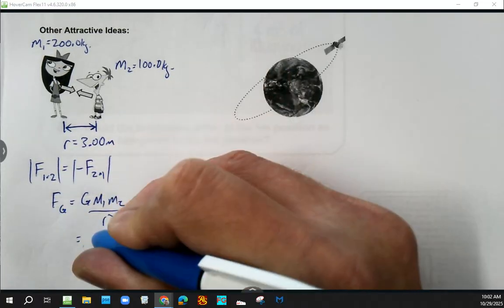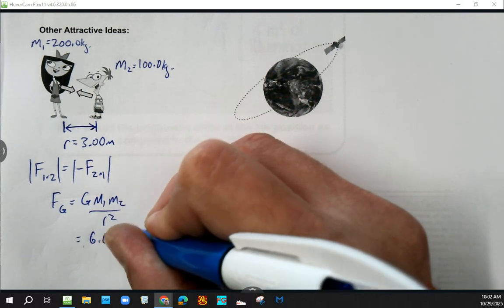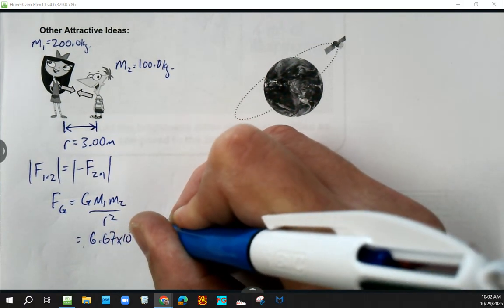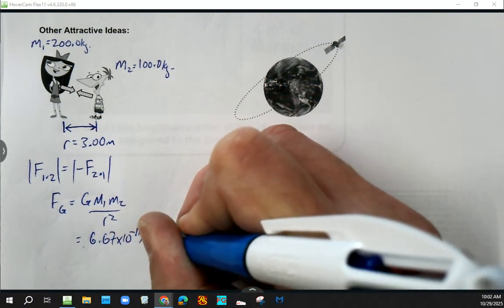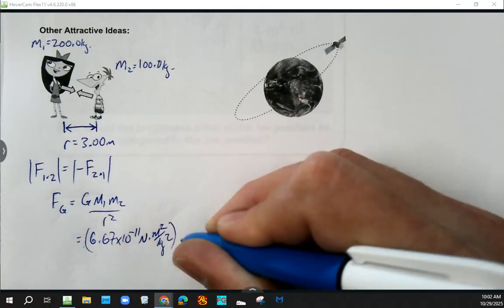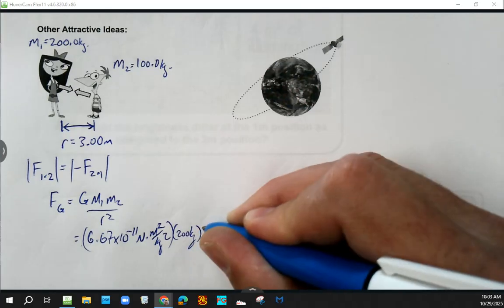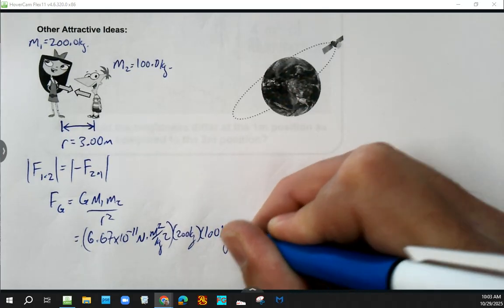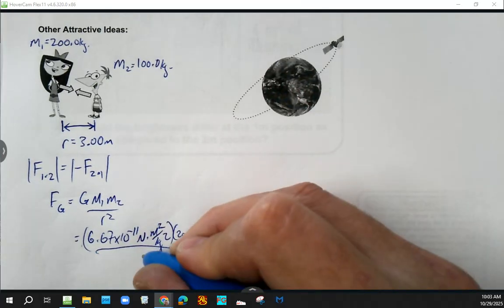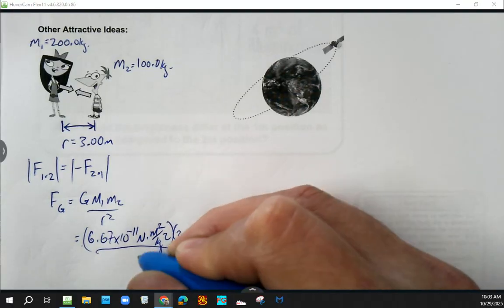We sub in our values: 6.67 times 10 to the power of negative 11 newton meter squared divided by kilograms squared, multiplied by 200 kilograms, multiplied by 100 kilograms, divided by 3 meters. Don't forget to square it.